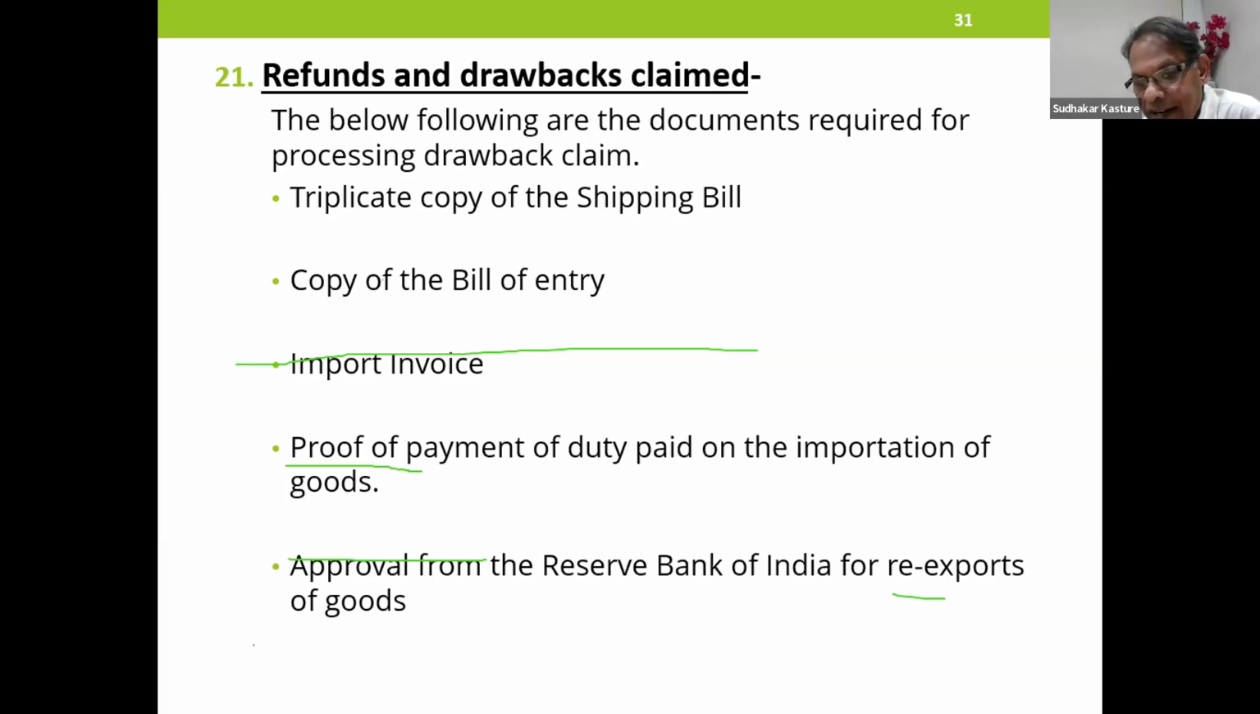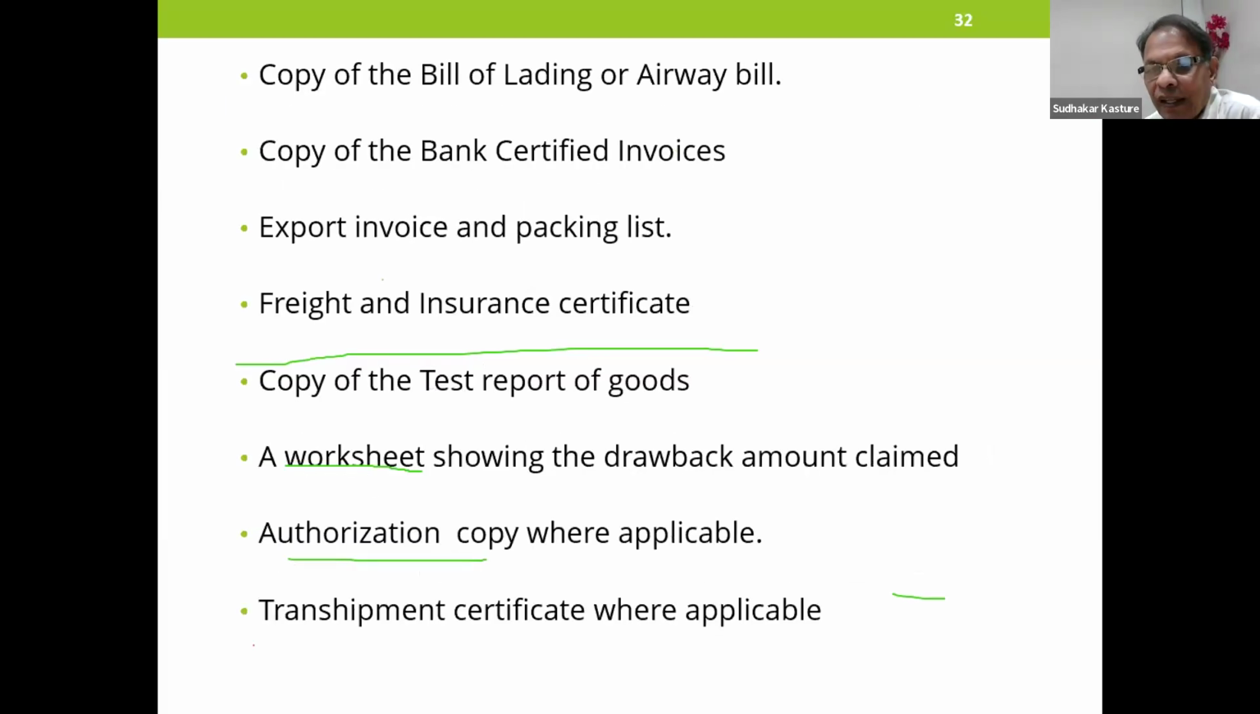If you have claimed it on brand rate basis, proof of payment of duty paid, copies of bills of entry, import invoices. Re-export of goods, approval from the Reserve Bank of India. And then common documents again: copy of bill of lading, bank certified invoices, export invoices, freight and insurance certificate, because you have different Incoterms that you use. And when this happens, you have to submit all this, whatever is demanded.